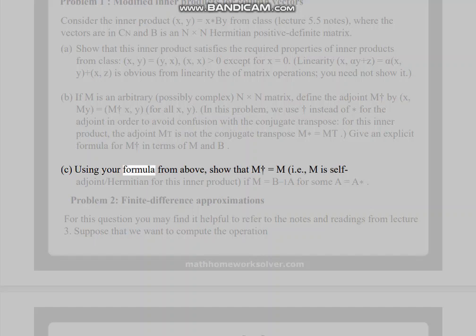C. Using your formula from above, show that M† equals M, i.e., M is self-adjoint or Hermitian for this inner product, if M equals B^-1 A for some A equals A*.